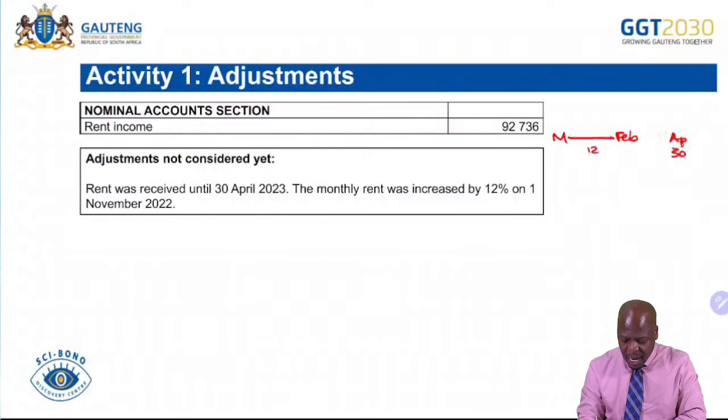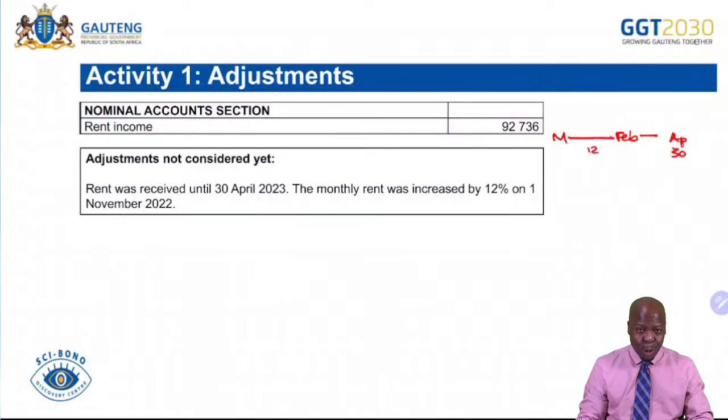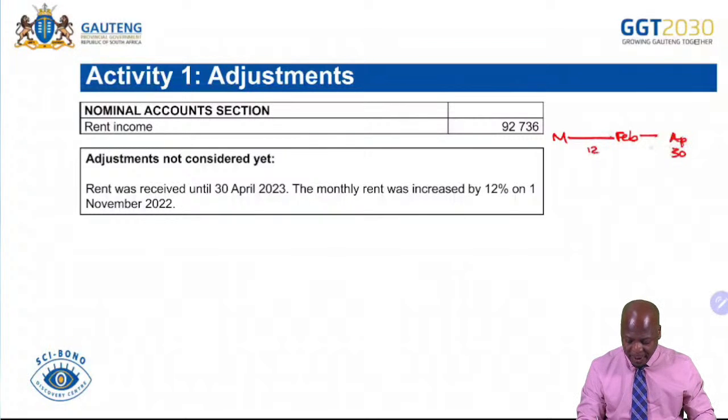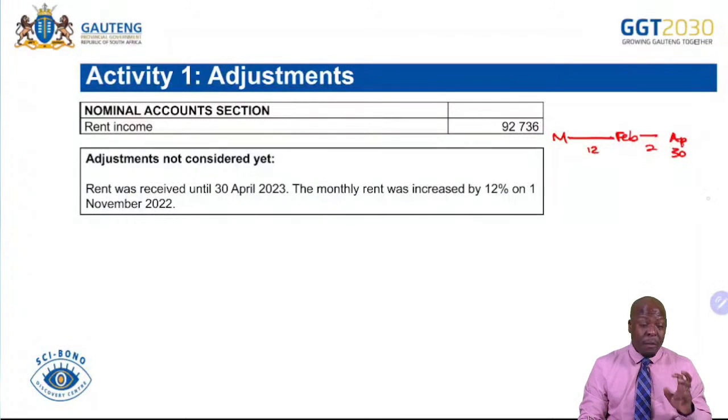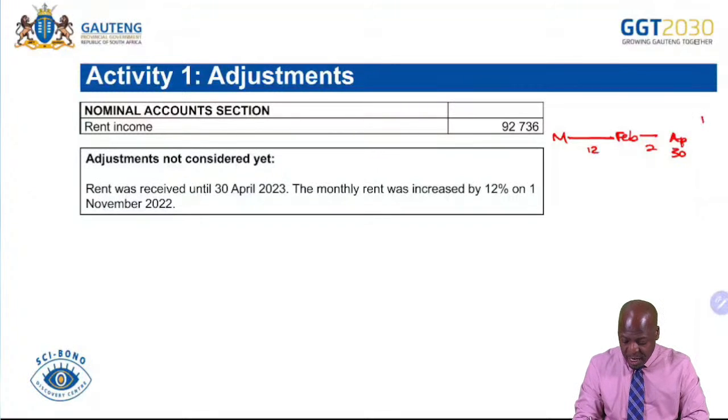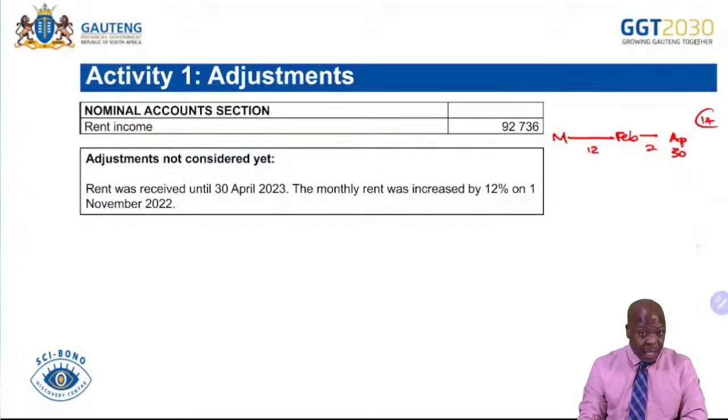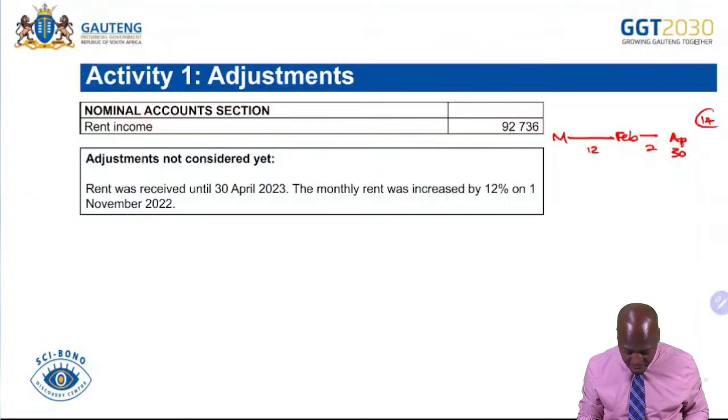Now that we've received it until April, how many more months have we received? So we're counting March, April. So we have 2 more months. In other words, we have received rent in total for how many months? For 14 months. How many months are we supposed to receive? 12. We have received now for how many? 14. So there's 2 months received in advance. Already you have that at the back of your mind. Let's continue with the adjustment.